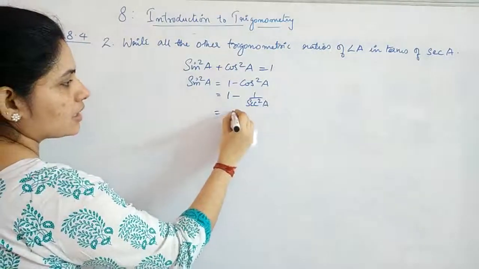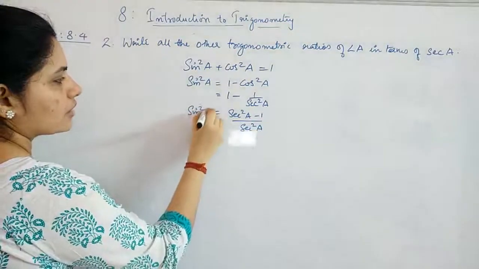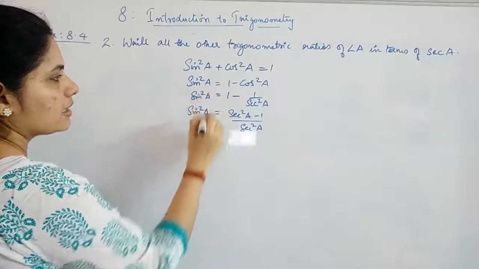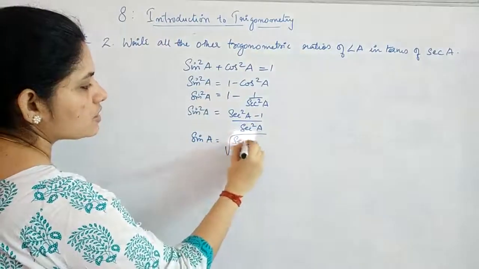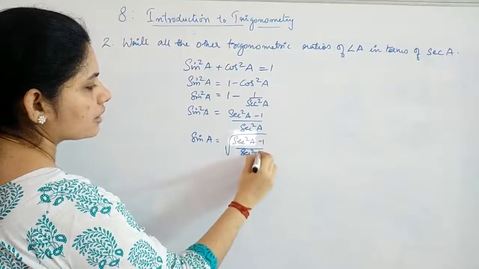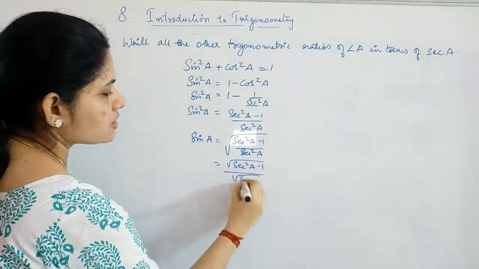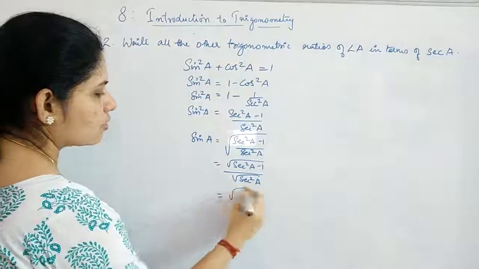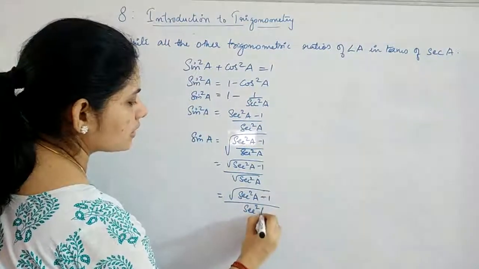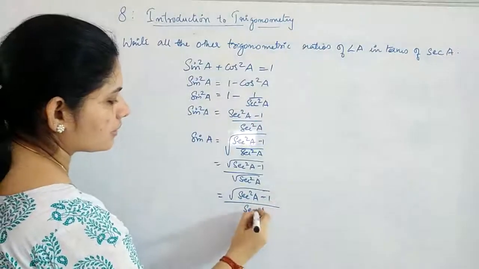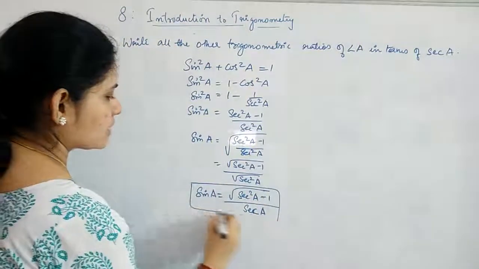Now taking the LCM, you will get (sec square A minus 1) by sec square A is equal to sine square A. So what will be sine A? Taking the square root on both sides, you will get sine A is equal to root of (sec square A minus 1) by sec square A. Again, separating the root, you will get root of (sec square A minus 1) by root of sec square A, which is root of (sec square A minus 1) whole divided by sec A. So this is your sine A in terms of sec A.